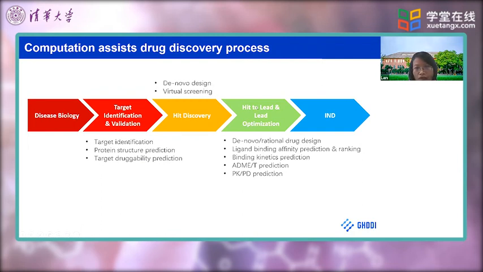At the stage of hit to lead and lead optimization, we can do rational drug design based on the structure, or de novo drug design. And we can use these approaches to predict the binding affinity and use it for ranking compounds and making suggestions to medicinal chemists. And sometimes binding kinetics is very important to cellular potency. There's also an approach to predict that.